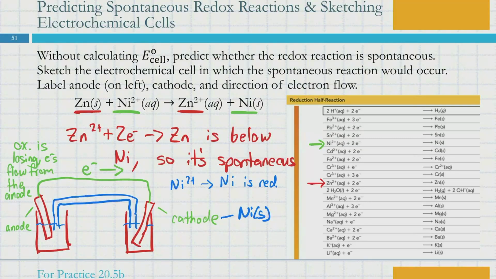Our anode is the one that's losing electrons. Zinc is giving electrons to the nickel, so zinc is losing electrons. And zinc is our anode. And then we would have some solution with these metals dissolved on their respective sides. We'd have zinc dissolved in the solution on the left, nickel dissolved in the solution on the right. We would have some strong electrolyte solution that's in our salt bridge, but we weren't asked to provide that here. Any questions?